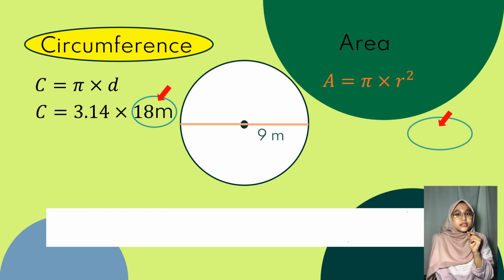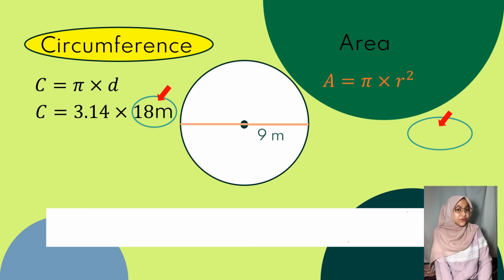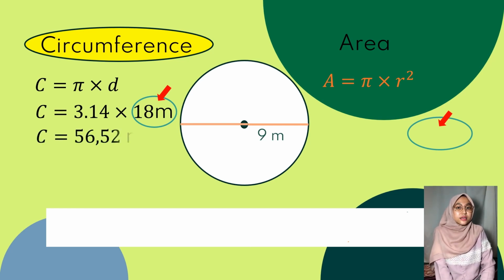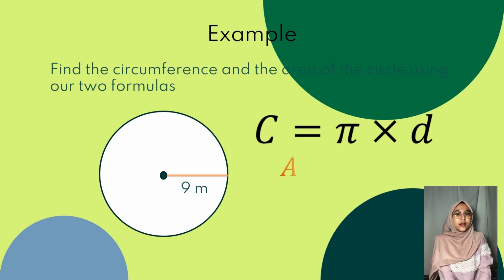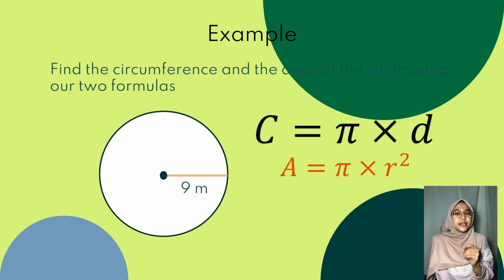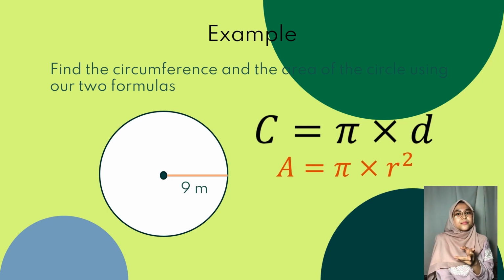After we get the diameter, we multiply that by pi to get the circumference. Since this is decimal multiplication, 3.14 times 18 meters equals 56.52 meters. It means that the circumference of the circle is 56.52 meters.